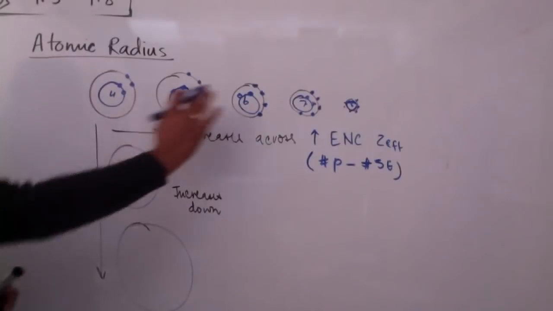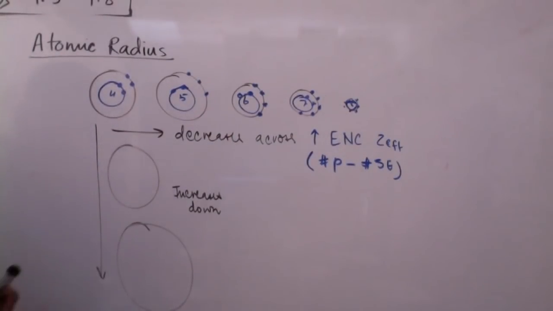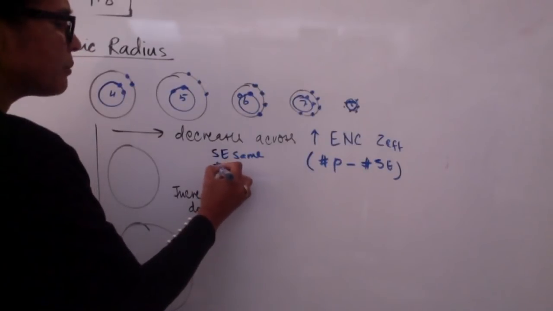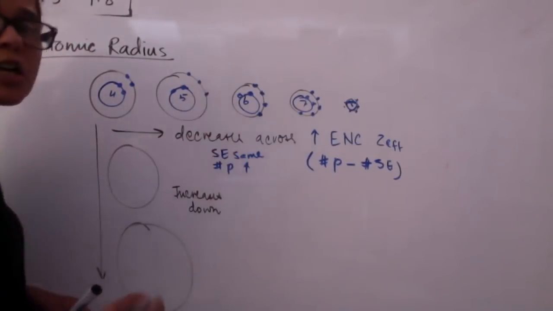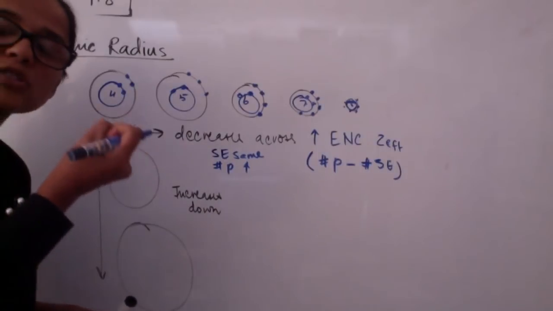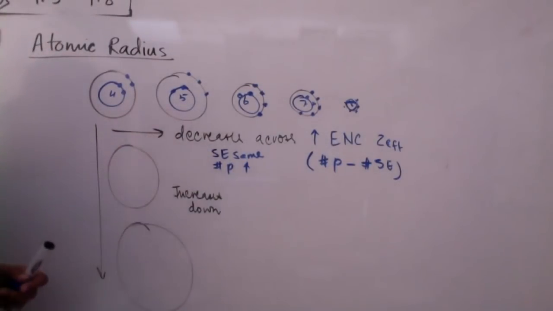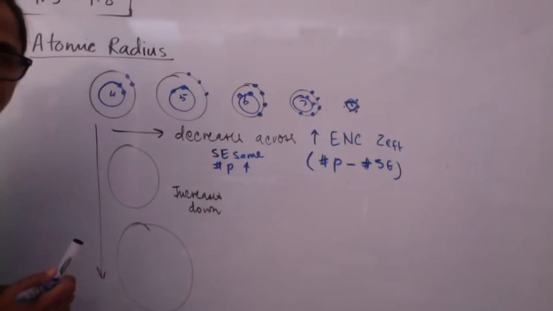So across a period, you're not increasing shielding electrons. Shielding electrons are the same, but the number of protons is increasing. So now the protons can attract the electrons more with nothing coming in between them, because we're not adding shielding electrons.